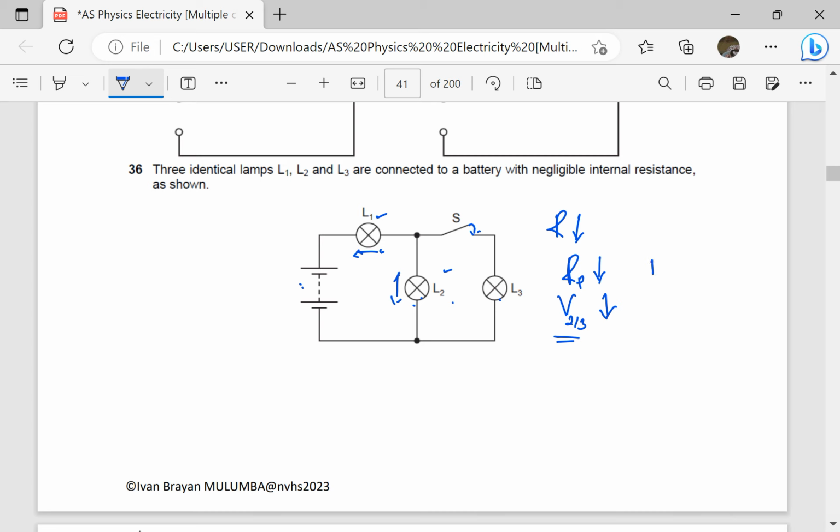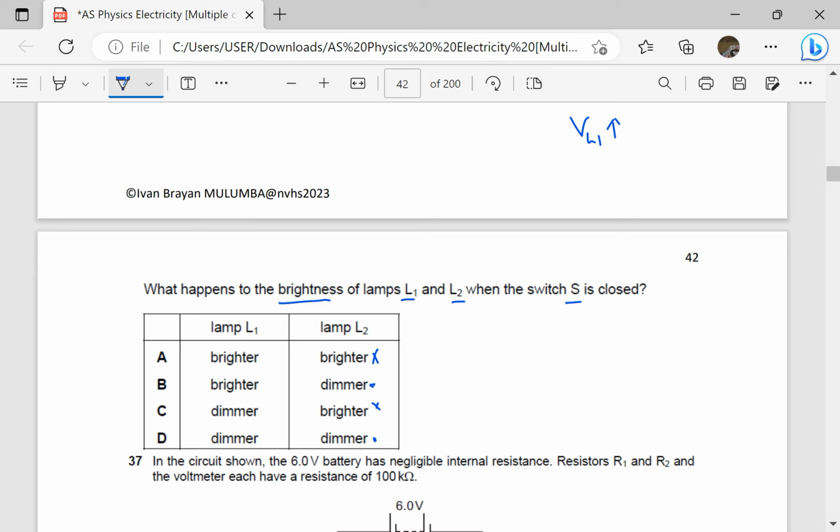That means total current in the circuit has actually increased. Total current in the circuit has increased, but remember the resistance of L1 has not changed. And since total current has increased and V is equal to I times R, and all the current through the battery goes through L1, it means the PD across L1 is going to be greater, which implies that L1 is going to be brighter. Therefore, our answer is going to be brighter and dimmer, so the answer is going to be B.